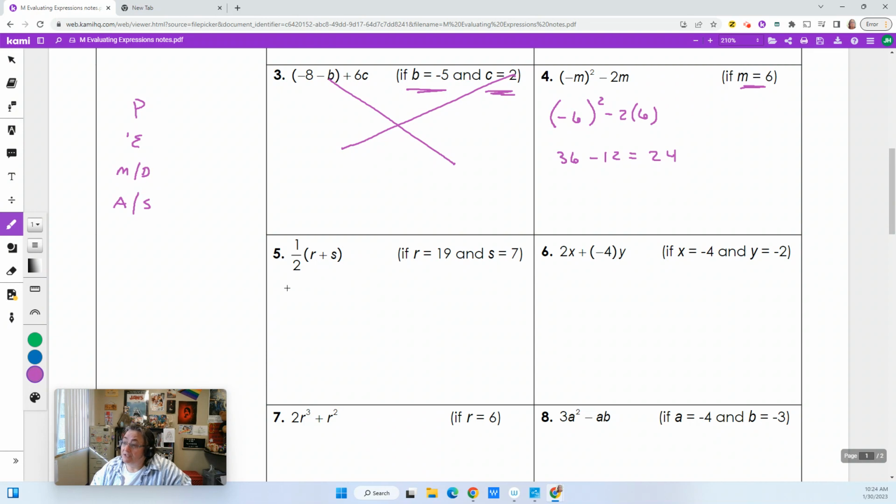This one has a fraction, right? And we know that where R is, we're going to input 19, and where S is, we're going to input 7. And so we have 1/2 of 19 plus 7.